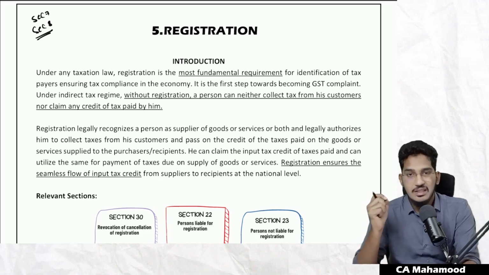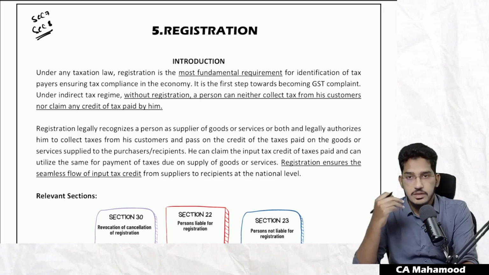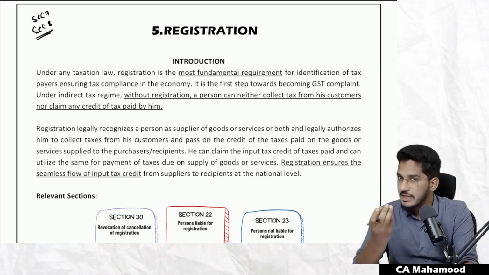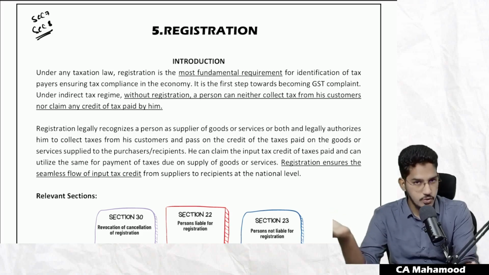Why? Because the taxable event under GST is supply. Sir, if you do which activity will GST get attracted? What is the taxable event under GST? The entire taxable event under GST is supply. If there is supply, there will be GST. If there is no supply, there will be no GST.